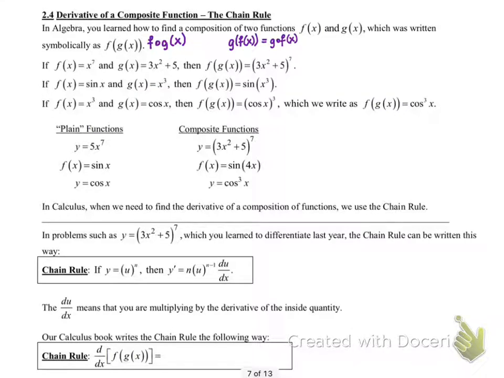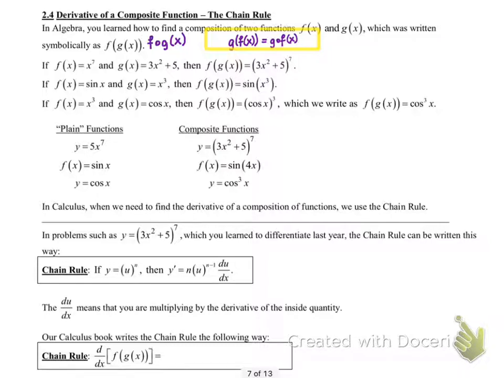Okay, in algebra you learned how to find a composition of two functions, f of x and g of x, symbolically as f of g of x, or f little circle g of x. When I was in high school, we called that fog, and we called the one over here goff. And these two pieces, the fog and the goff, will rarely be the same thing. If they are the same thing, the functions are inverses of each other.